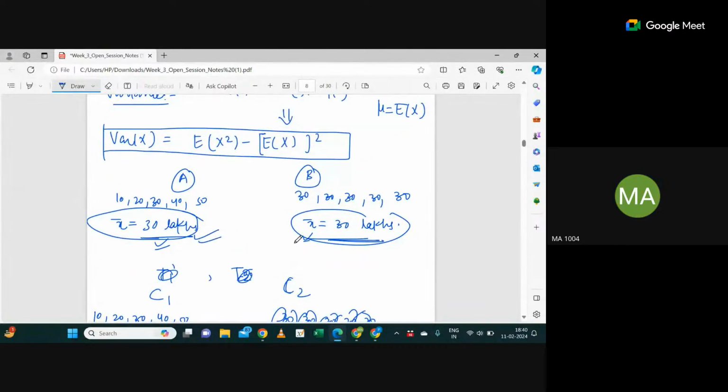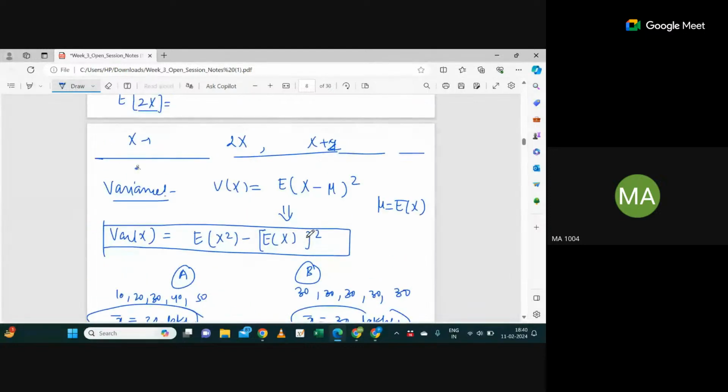So even though the mean is the same, we are interested to know how much variability there is in my data set. How can I check? We can simply check x minus mu, correct? If you expand, if you apply the formula a minus b. How many of you know this derivation part, or should I do it?